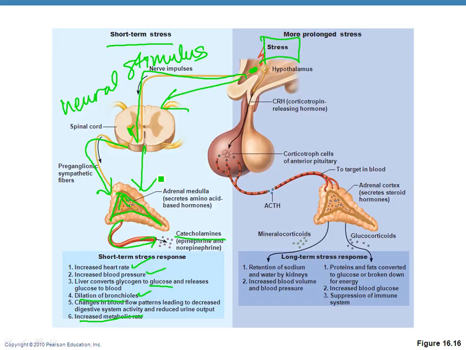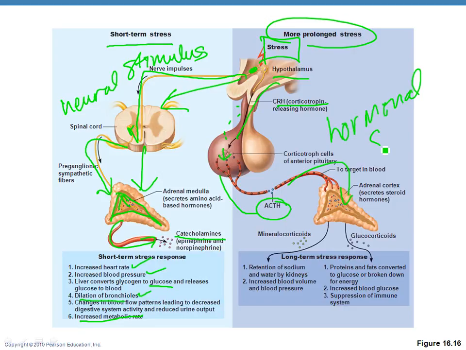Then this example here, on the second side of the page, when we have a more prolonged stress, is a great example of hormonal, right? So in this prolonged stress, the hypothalamus causes corticotropin releasing hormone to be released. That hormone triggers the anterior pituitary to release ACTH, and then that causes the adrenal cortex to release either glucocorticoids or mineralocorticoids. So this is a really good example of a hormonal stimulus. What does that mean? One hormone triggers another hormone to be released. That's it.